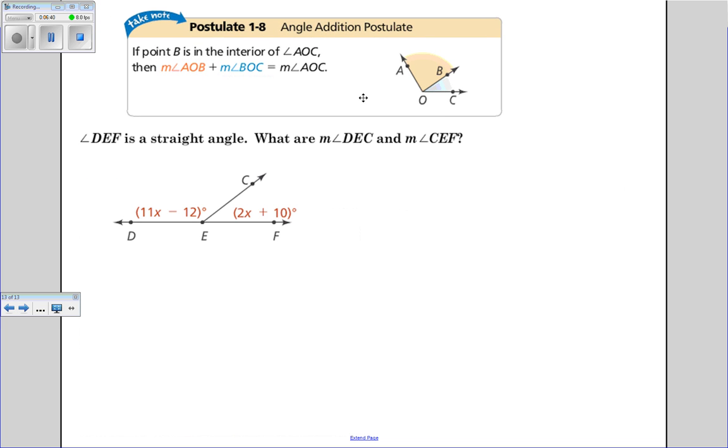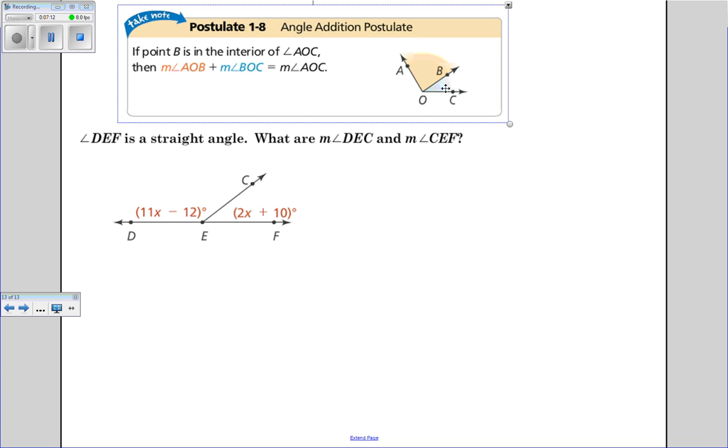Alright, last concept. We did segment addition postulate. Now we're going to do the angle addition postulate. So if B is in the interior of angle AOC, so B is on the inside, then the measure of angle AOB plus the measure of angle BOC equals the measure of angle AOC. That makes sense? If I do my blue angle plus my orange angle, I'm going to get my big angle.